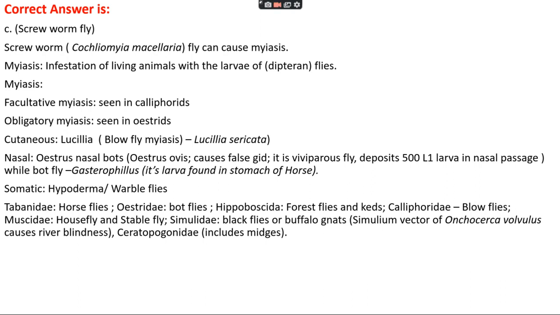Here are some groups. Tabanidae mainly includes horseflies. Oestroidea includes bot flies. Hippoboscidae includes forest flies and keds. Calliphoridae includes blowflies. Muscidae includes house flies and stable flies. Simuliidae includes black flies or buffalo gnats, like Simulium vectors. Simulium is actually the vector of Onchocerca volvulus, which mainly causes river blindness.